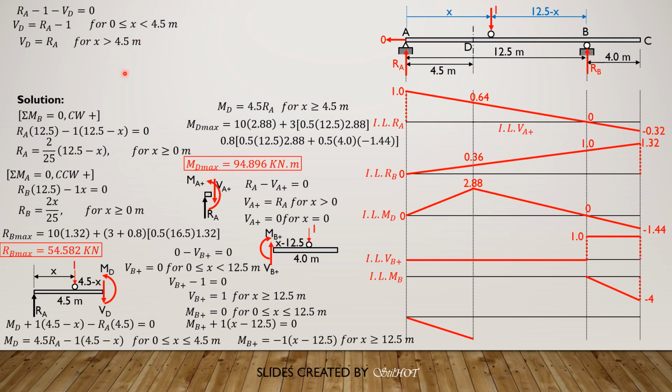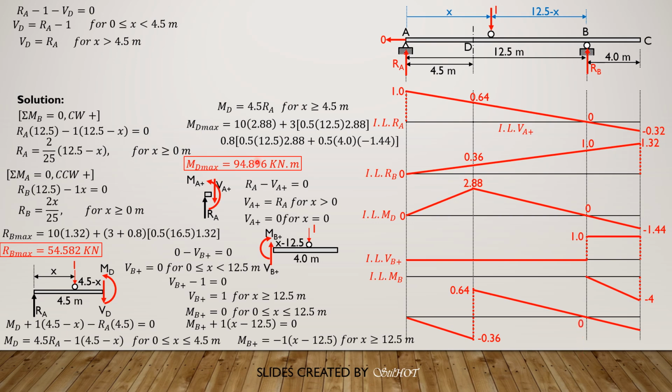Then for x greater than 4.5, if you look back at this free body diagram here, the unit load is now on the other side. Then the forces left are RA and shear at D. So you remove the minus 1 here, then the remaining equation is the shear equation for x greater than 4.5. So shear at D is RA for the case x greater than 4.5.